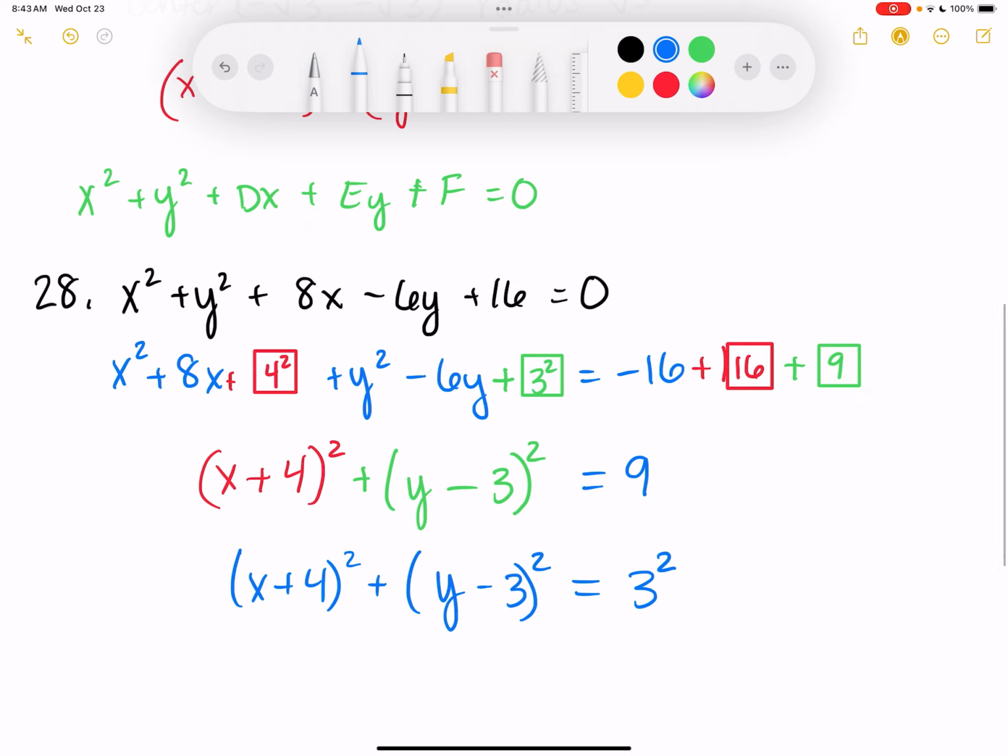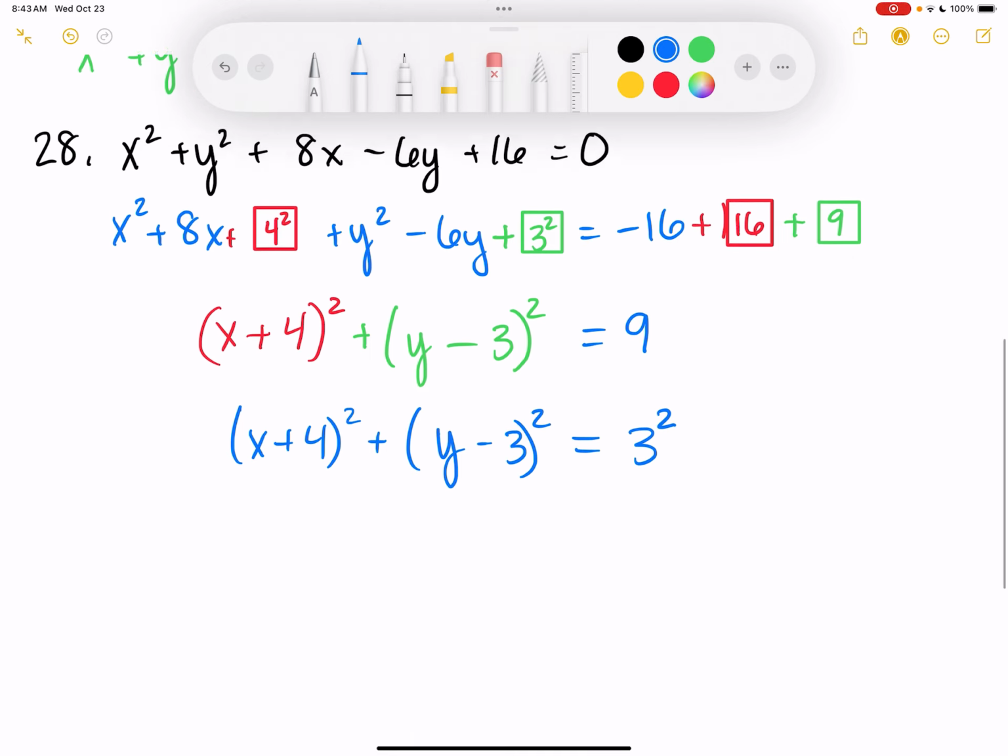Now, the critical reason that I need to rewrite this as 3 squared is because when I go to say my radius, the radius is whatever number is being squared. So if you don't rewrite it, you're going to probably write that the radius is 9, but that's not the case. Okay?